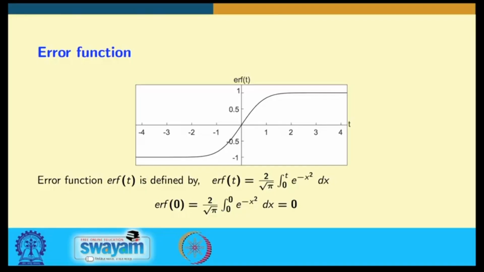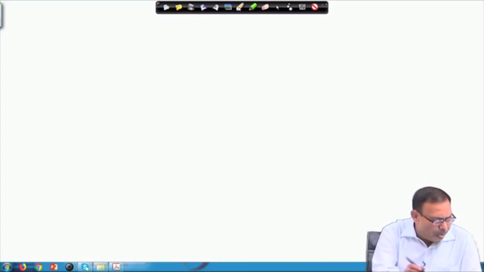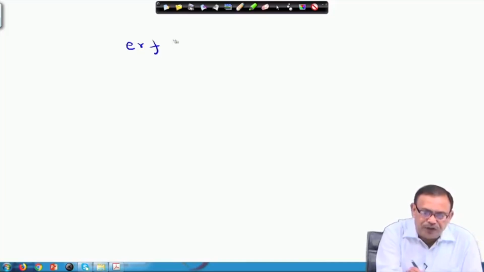ERF of t is defined by ERF of t equals 2 by root pi integral from 0 to t of e power minus x square dx. Please see from here, and the graph of this function also we have written over here. Now, ERF of 0, obviously at t equals 0, the value will be equal to 0.